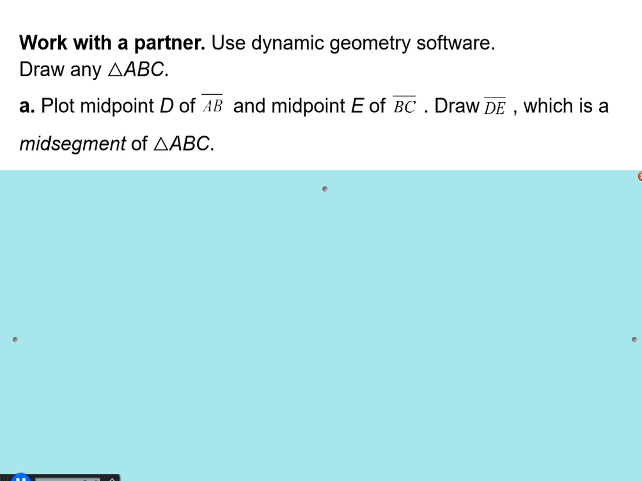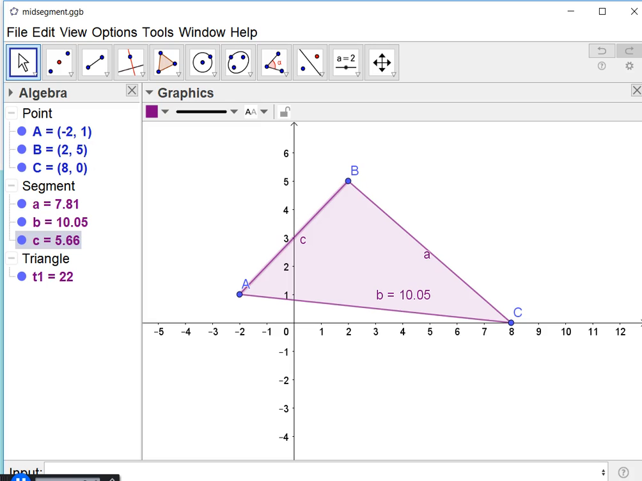Now what we want to start with is using GeoGebra. We're going to draw a triangle ABC. Once we've drawn our triangle, we're going to plot the midpoint of AB and the midpoint of BC, and we're going to draw that midsegment. So here I've started it for us.